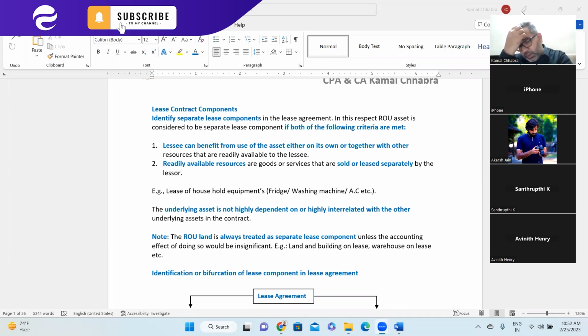So lease of household equipment like fridge, washing machine, air condition, they all you can consider as household equipment. But at the same time, they all have different functionality and different usage, which is independent, which is not dependent on the other. Make sense?